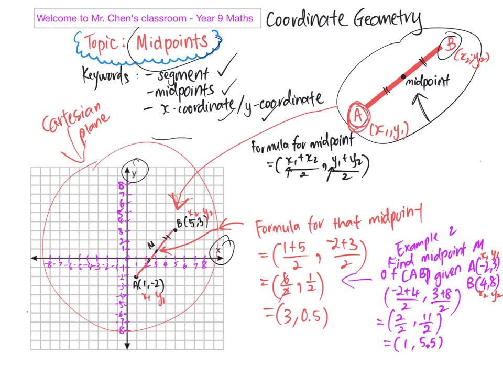So that is how you find the midpoint of two coordinates. It's pretty easy, isn't it?